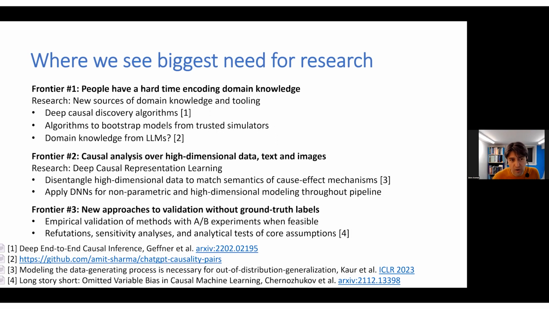I'll touch briefly on where we see the biggest need for research based on what we're learning about usage, but I won't go into these. These are the topics of other talks. Really, we see the number one frontier challenge as being that people have a hard time encoding their domain knowledge as a causal graph. So we think there's a fruitful area of research here looking for new sources of domain knowledge and tooling to help people express their domain knowledge in different scenarios.